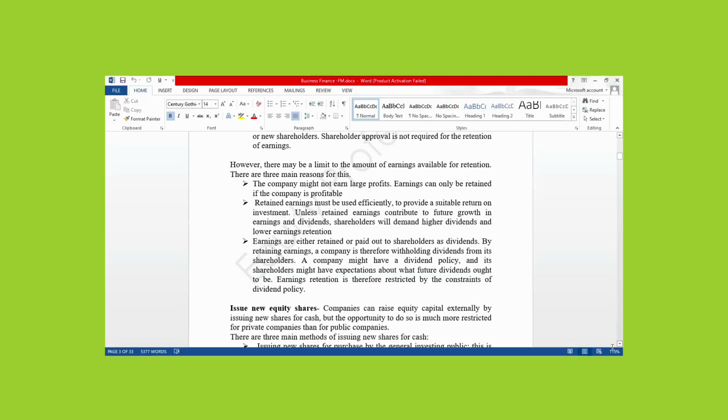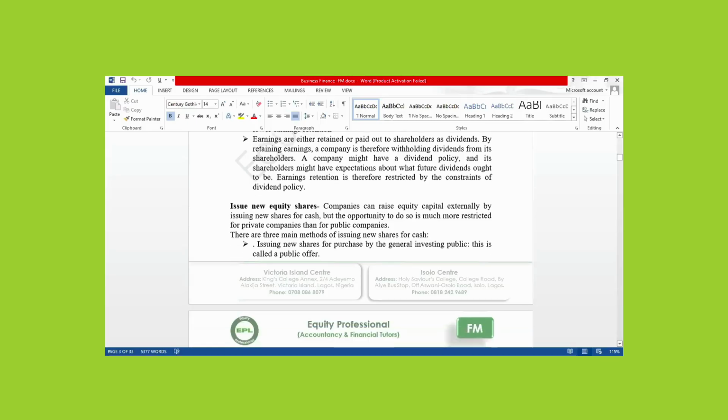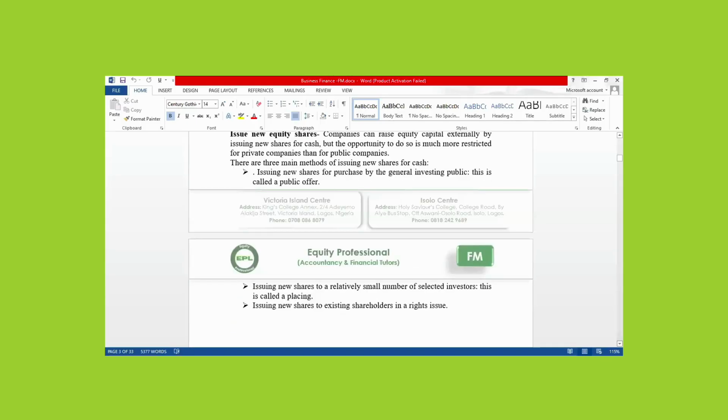And we say there are three ways a company can do this. We have public offer. Company can do a public offer, issuing new shares for purchase by the general investing public. That is public offer, also called offer for public subscription. We discussed this last week.